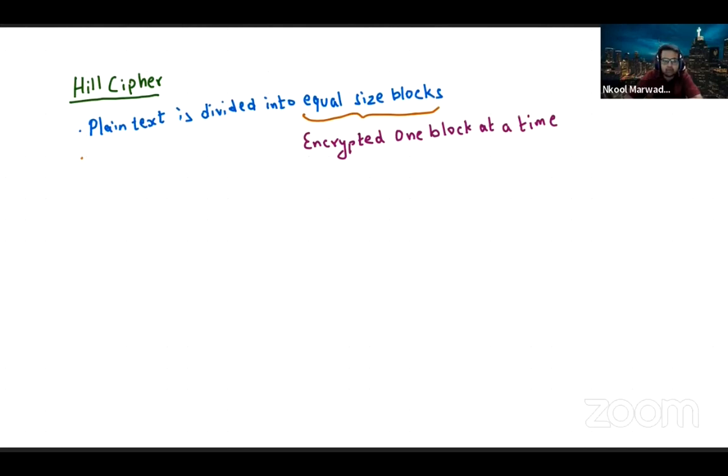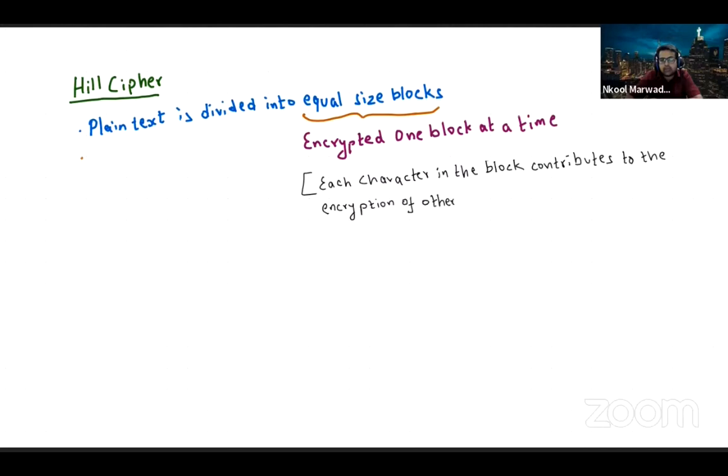And this is a very important property. With an example, it will become very clear whatever we are discussing. But now just note it down. Let us note it down. Each and every character in the block contributes to the encryption of other characters in the block.